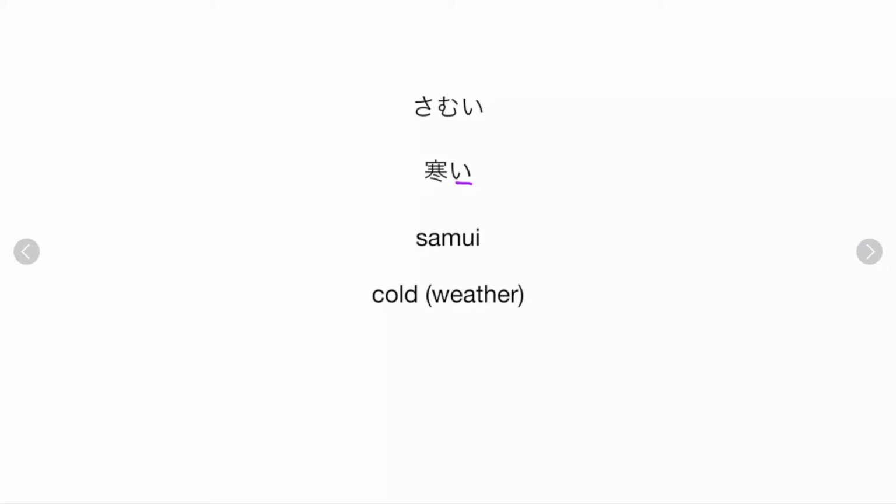So samui is like the atmosphere is cold. And tsumetai is when something is cold to touch. Again, though, ending in an e very clearly. And kawaii, which is cute. Kawaii is also an e adjective.